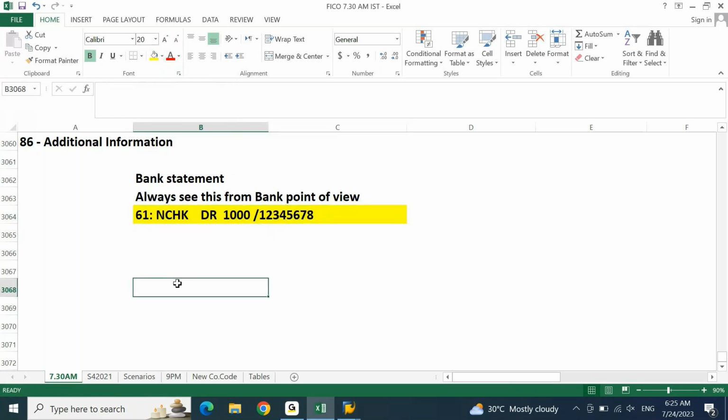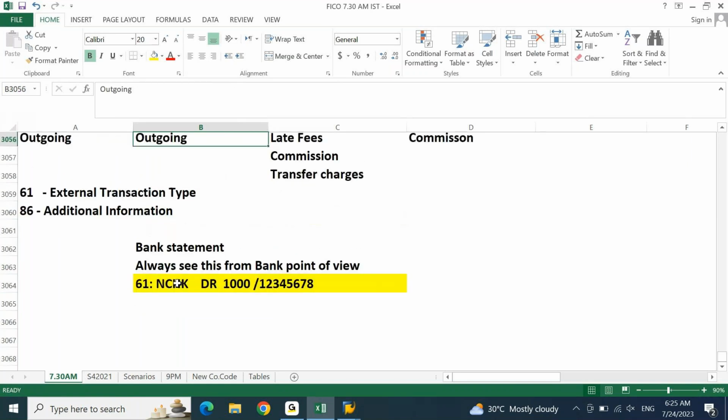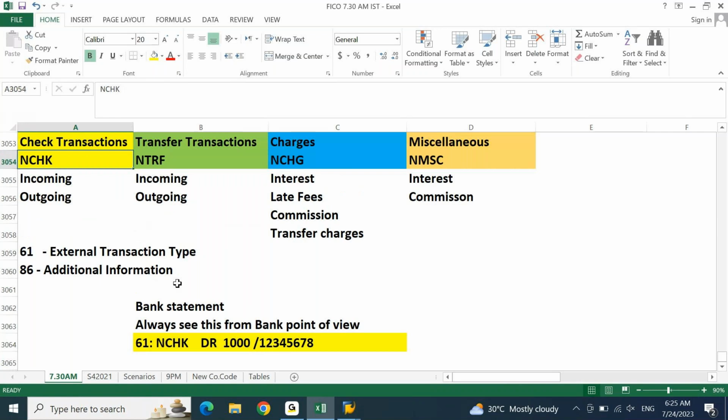If you are looking at tag 61, item code 61, you are going to have an indicator, a four-letter code called NCHK. The moment you look at NCHK, you need to determine that this is related to check. Now in check you have two classifications: check incoming is possible, check outgoing is also possible. Here it is representing DR. Your bank statement will clearly represent DR or CR. DR is a debit transaction, CR is a credit transaction. Now this DR CR is from the bank point of view.